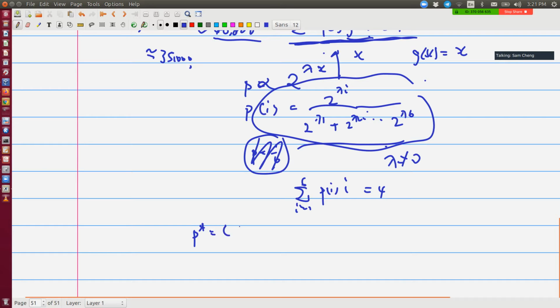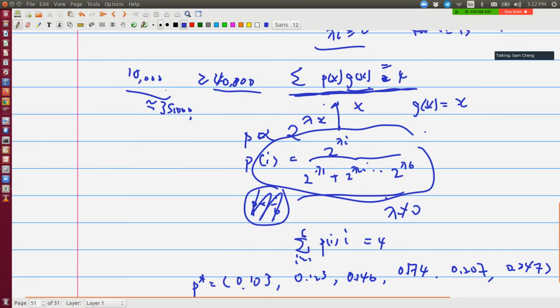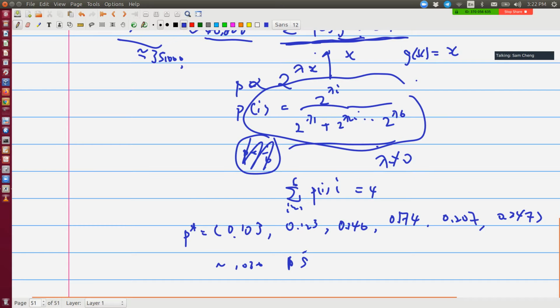is equal to 0.10, 0.103, 0.123, 0.146, 0.174, 0.207, 0.247. So it means that the number of ones in that sequence, in those 10,000 flips, should be approximately 1030. Yeah, that's the solution of the puzzle that we talked about right at the beginning.